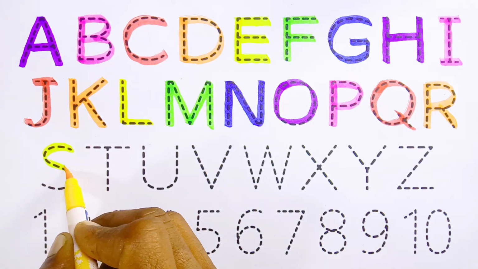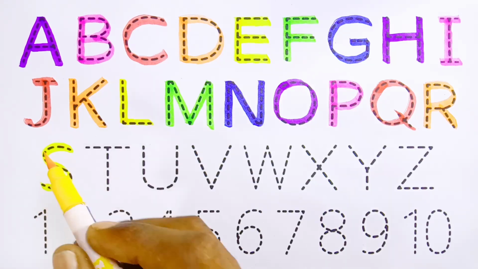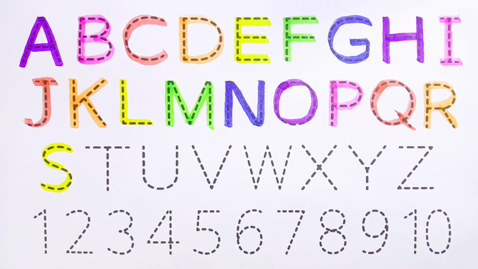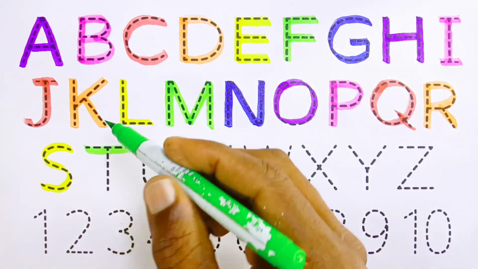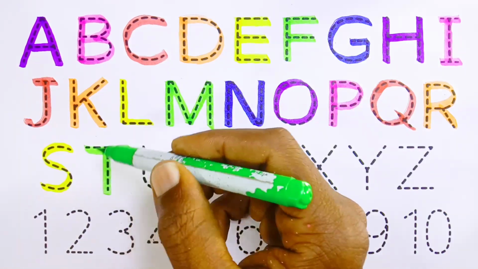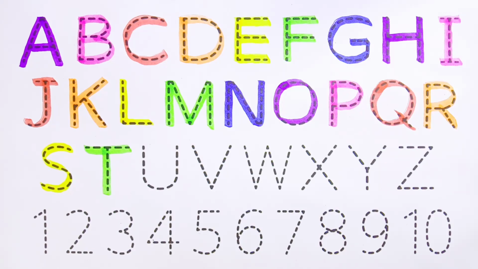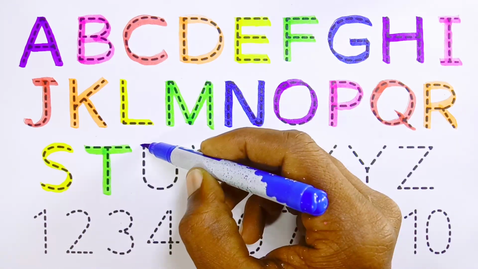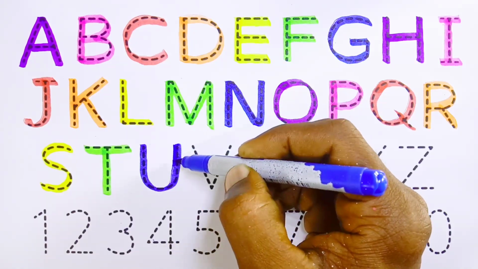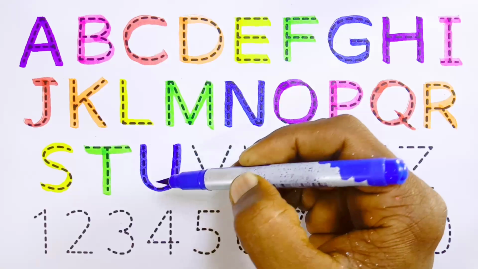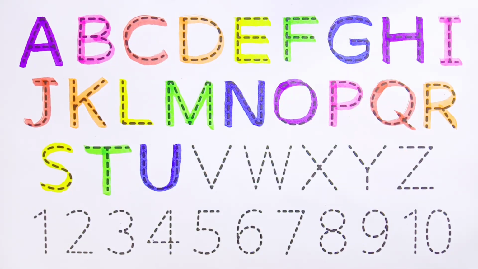S, S for sun. T, T for tiger. U, U for umbrella.